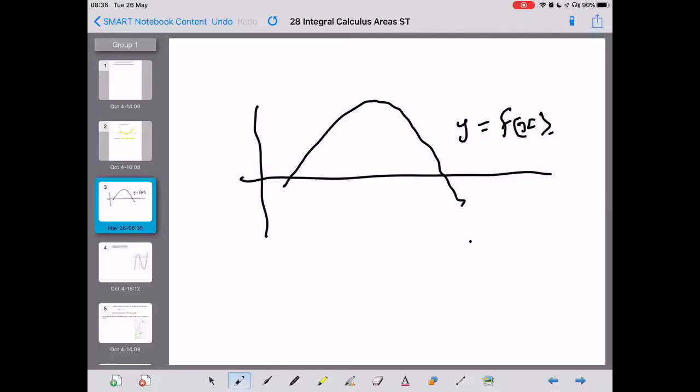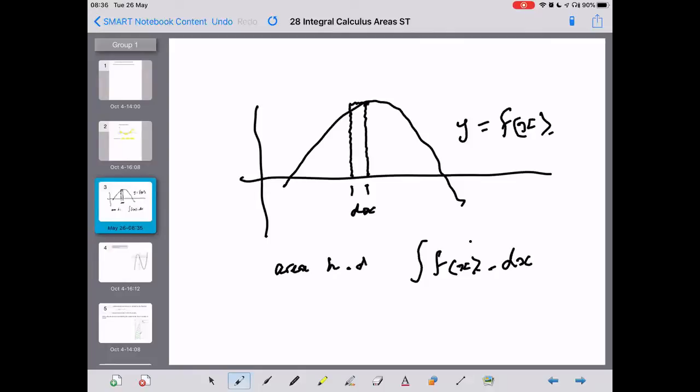When we find the integral of that function, f of x times dx, what that dx is, is like if we take a slice somewhere in that curve, of a rectangle, and say it's got a width dx, the area of that slice would be its height times dx.